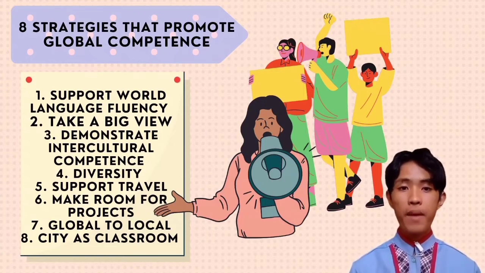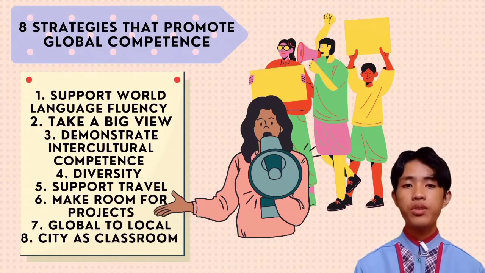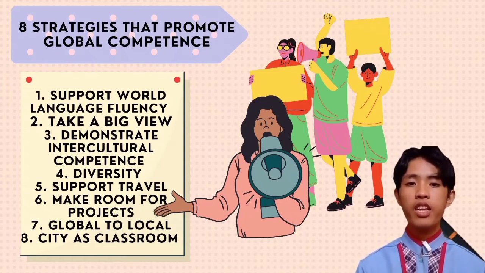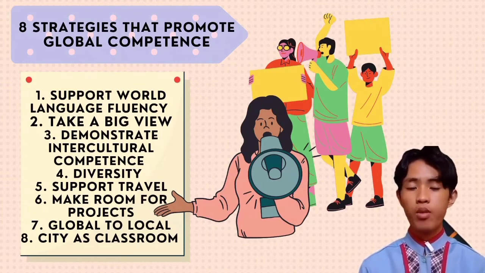Number six, make room for projects. Number seven, global to local. We see many important issues that students need to be investigating throughout their academic careers. They include ending hunger and poverty, clean water and sanitation, taking climate action, building cities, and exploring space. They are global issues, but nearly all can be explored locally.